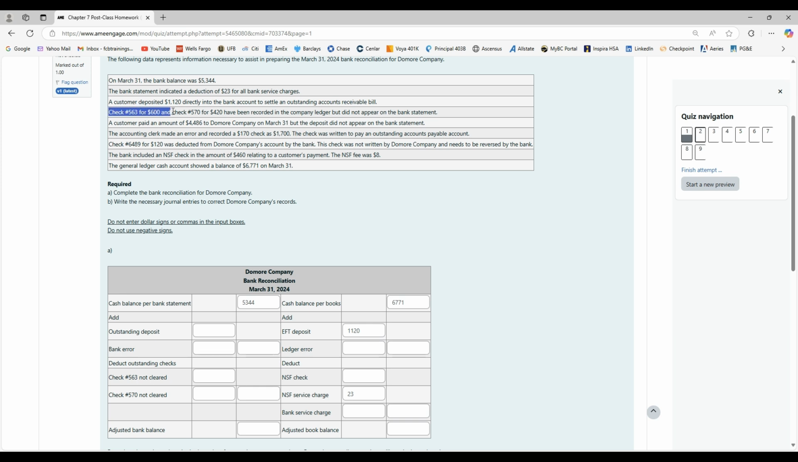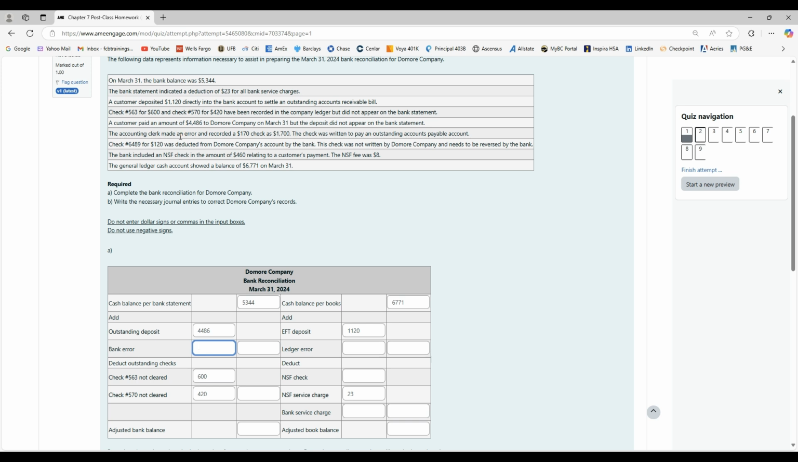Check 563 and 570 are in the ledger, but not on the bank statement. So it sounds like those are, it's a check. Oh, here we go. It tells us they're outstanding checks. So 563 would be 600, and then the 420 for check number 570. A customer paid an amount of 4,486, but the deposit didn't appear, so that's an outstanding deposit.